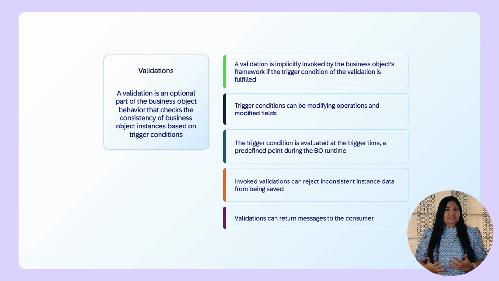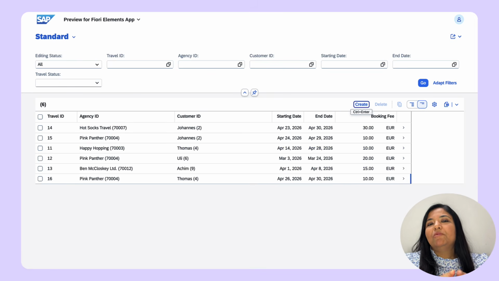Additionally, a validation can return messages to the consumer by passing them to the corresponding table in the reported structure. And these messages can appear as errors that will block save or warnings as an information to the user. In short, validations in RAP act as a powerful safeguard mechanism to ensure that your business object data remains accurate, consistent, and reliable.